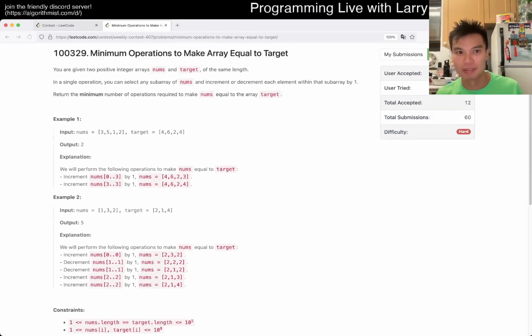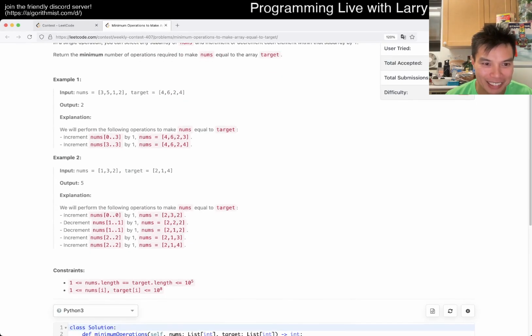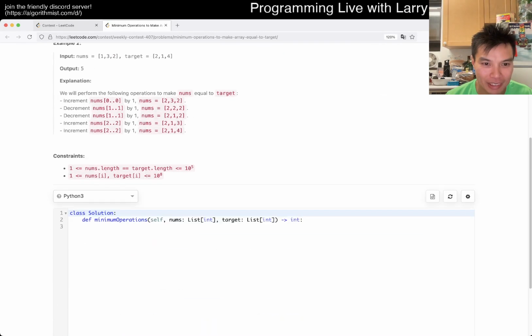Yeah, I just suck at math. Wow, 12 people got it already? I am very slow today. Okay. Nums and target, same length. This feels familiar, but okay. Sub-array of nums and increment and decrement. Okay. I guess is this a known problem? I guess so. People are finishing it so fast. I mean, it's been only 10 minutes. Is this segment tree or something funky?